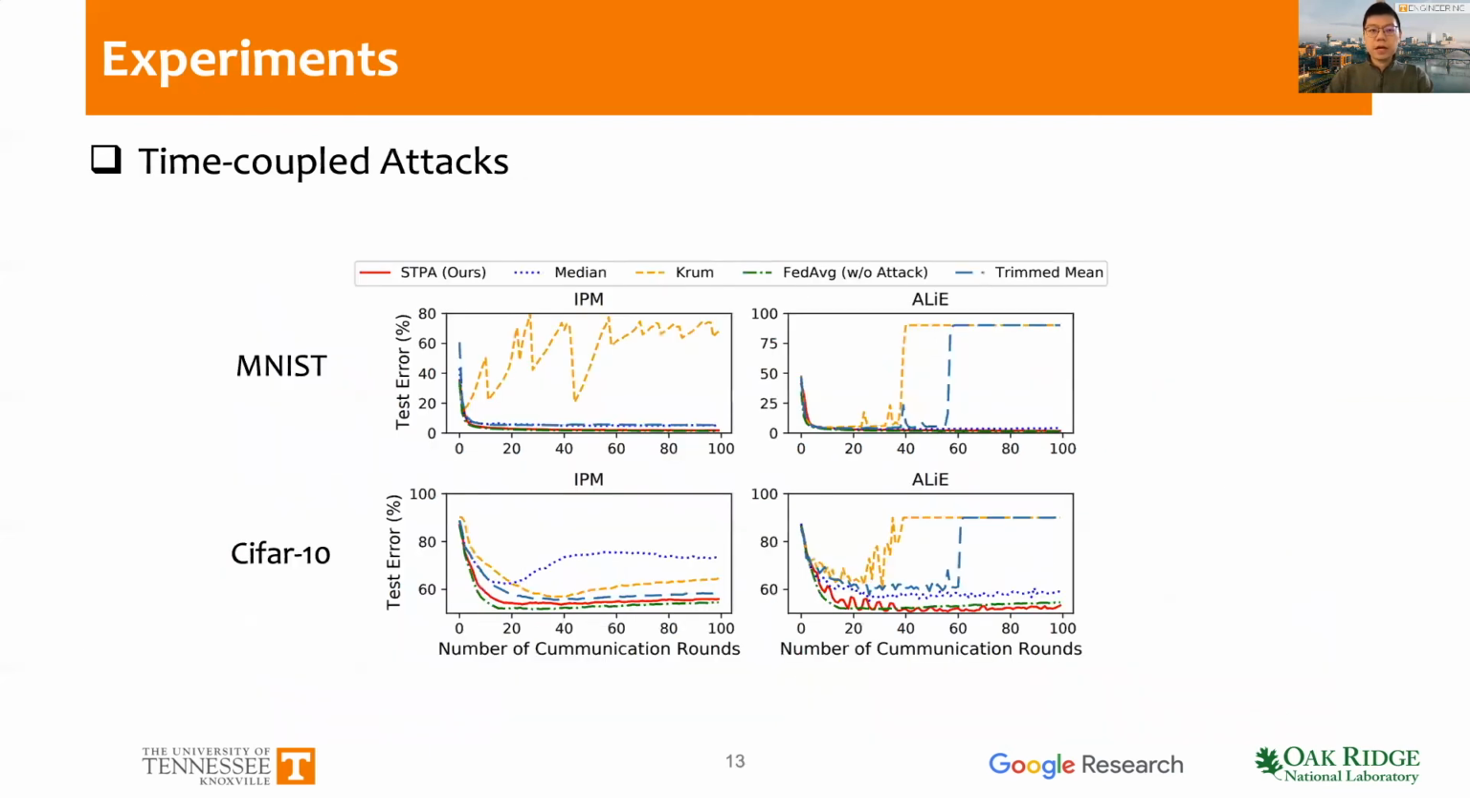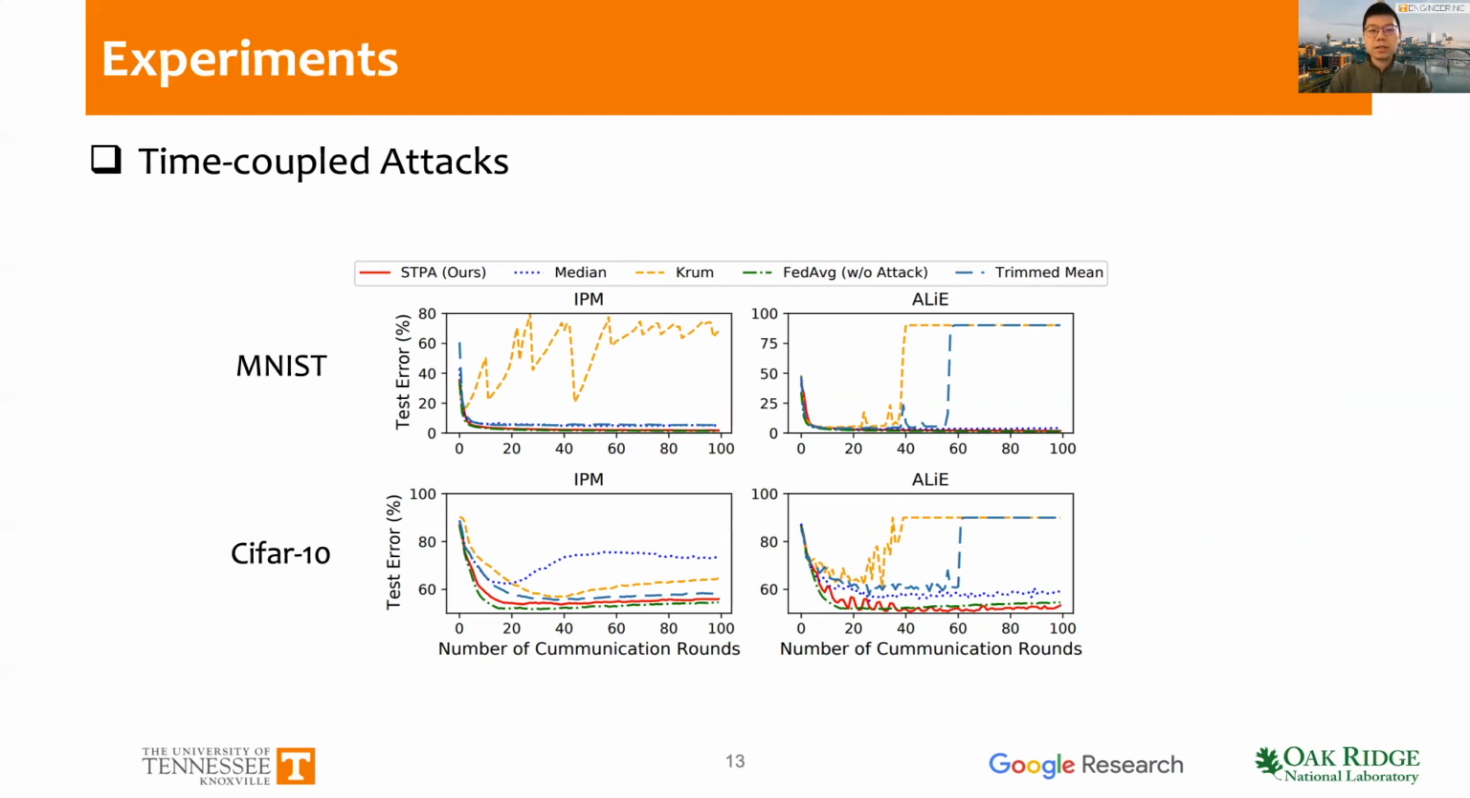In the case of time-coupled attacks, we observe that the IPM attack is able to completely break the Krum aggregation rule on the MNIST dataset, while also causing a negative impact on the convergence of other aggregation rules. On the CIFAR-10 dataset, the IPM attack causes the final test errors of baseline methods to increase by 3 to 18%.